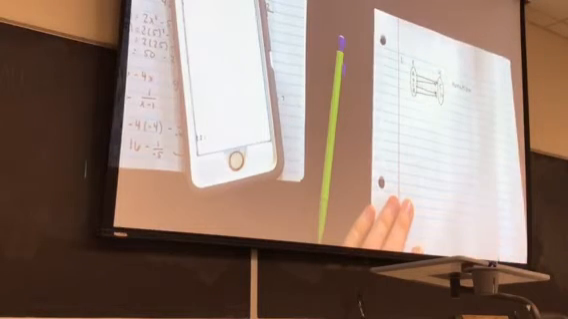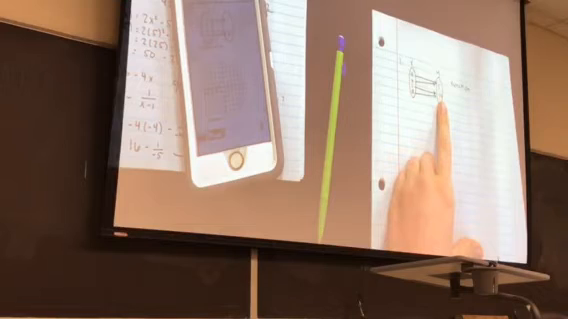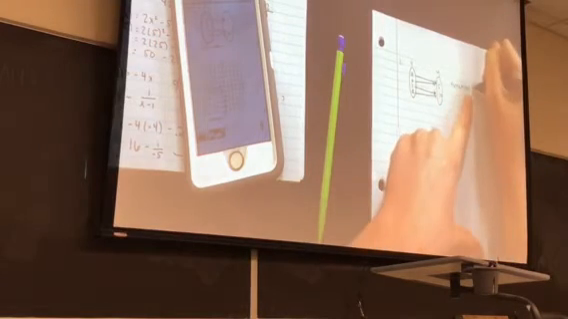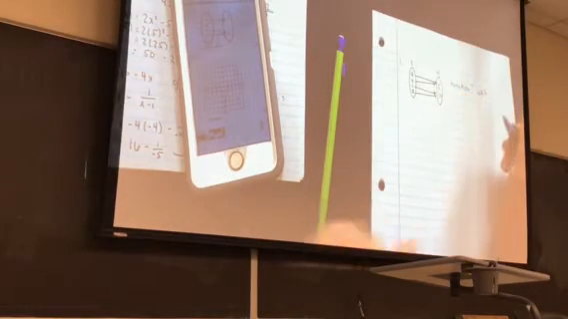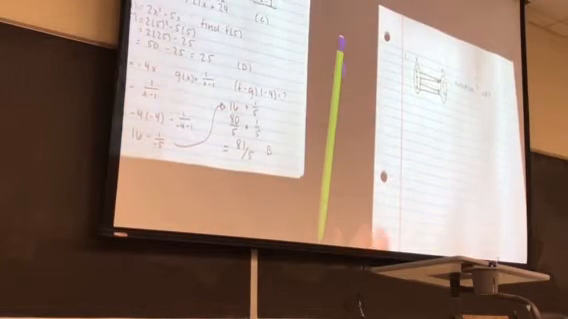Yes, each x. I think there's a better answer. So each x does have one y. And is it okay that the y's are repeated? Yes. So technically, as long as x is not repeated, it's a function.